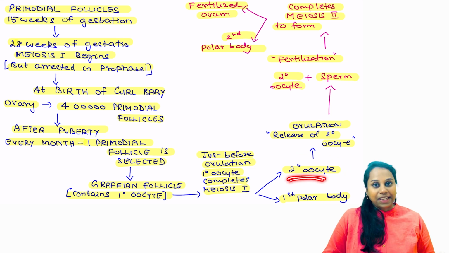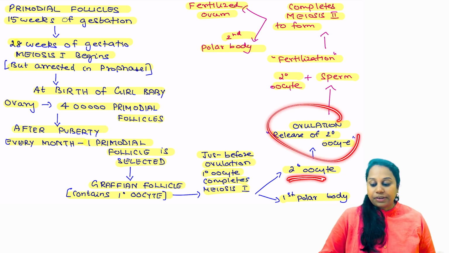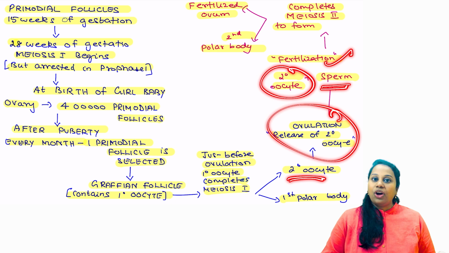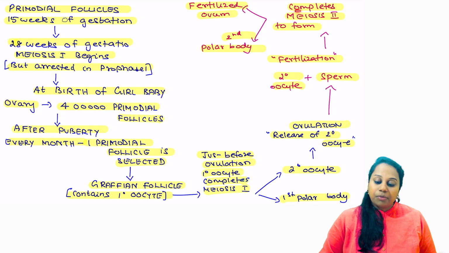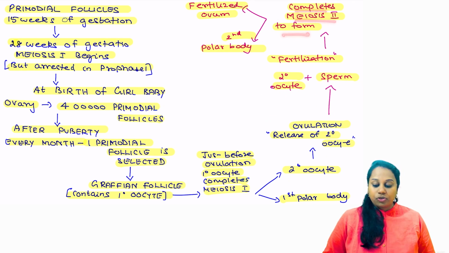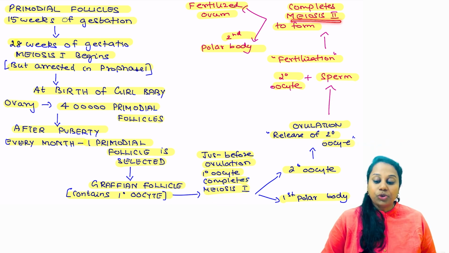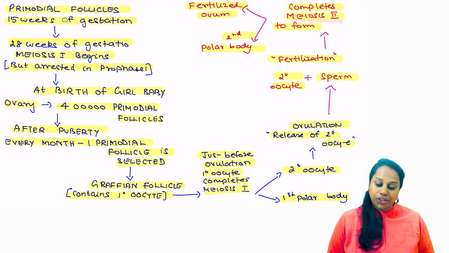What is the fate of this secondary oocyte? This is released during ovulation. If there is a sperm waiting there, it combines with the sperm to complete fertilization. On fertilization, it completes meiosis 2. So meiosis 1 is completed just before ovulation and meiosis 2 is completed on fertilization.